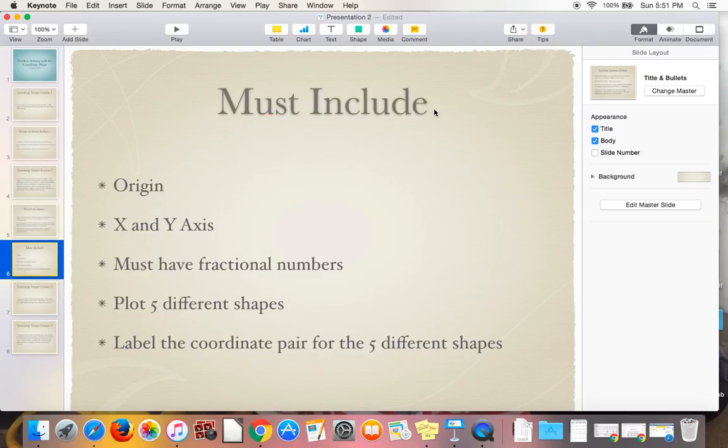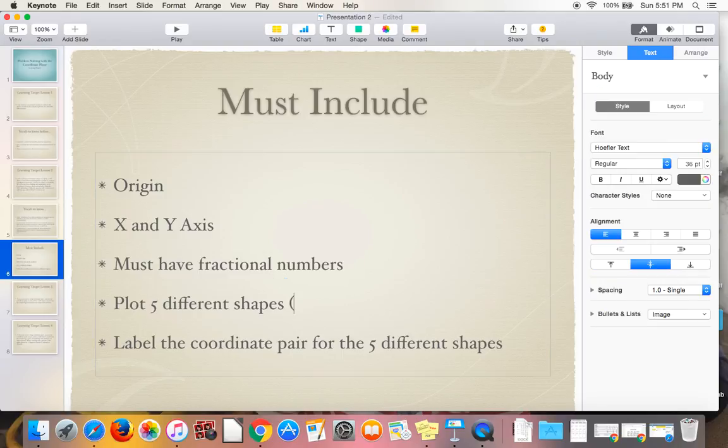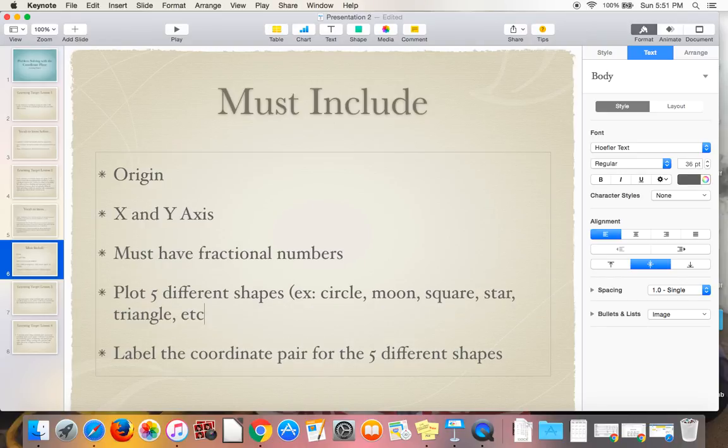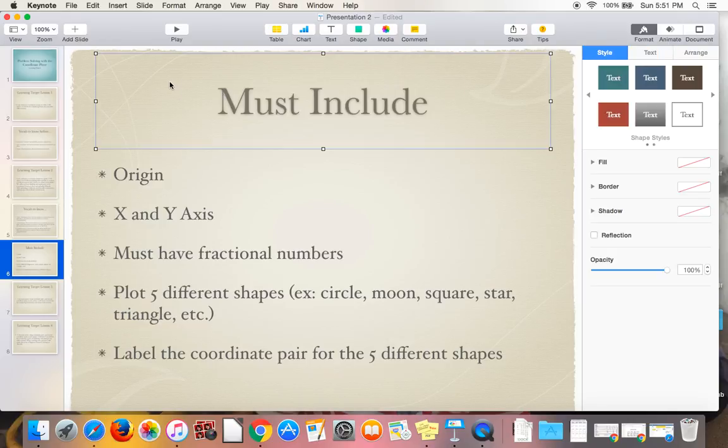You must include in your drawing the origin, the x and y axis. You must have fractional numbers on the x and y axis. You have to plot 5 different shapes, and I will add in here, so examples: circle, moon, square, star, triangle, etc. Okay, you can choose and then label the coordinate pair for the 5 different shapes that you chose. Okay, so just to reiterate, 5 points, plot the different shapes.